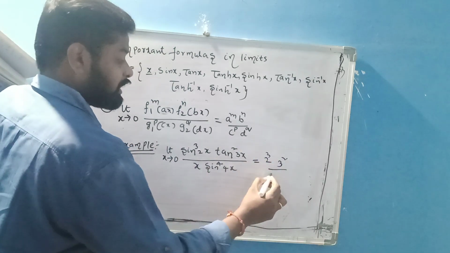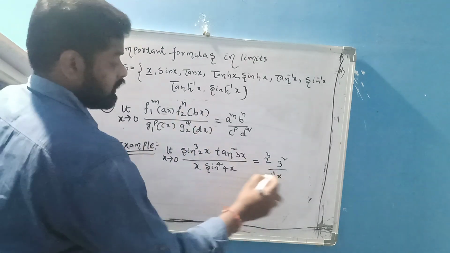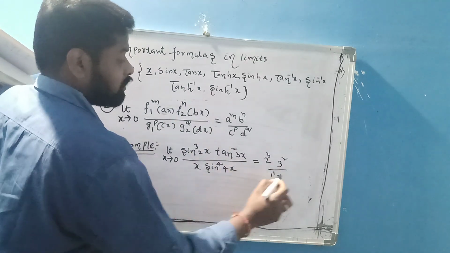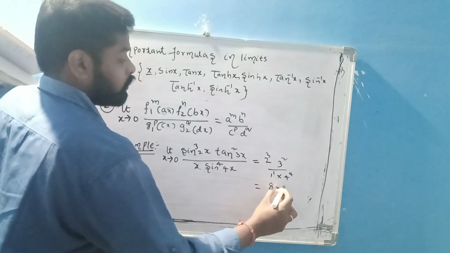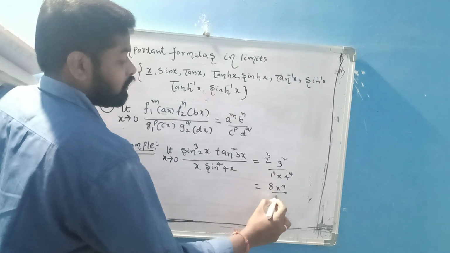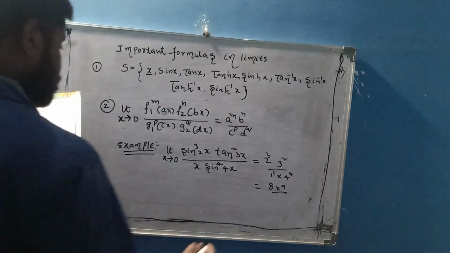Here x is there, which means x is 1 power 1. That is, x is there. The x coefficient is 1 power 1 into 4 power 4. Simplify. 2 cube means 8 into 9 by 4 power 4. 4 power 4 equals how much? 4 power 4 equals 32.